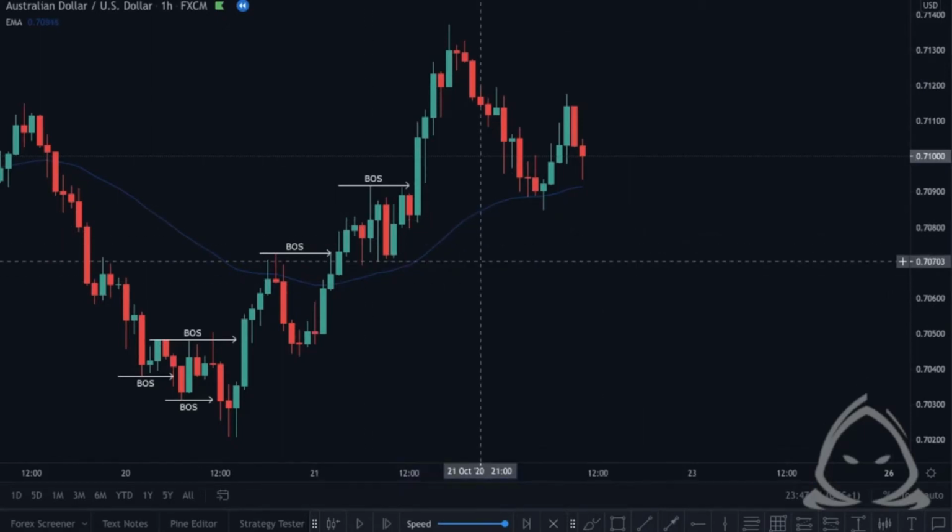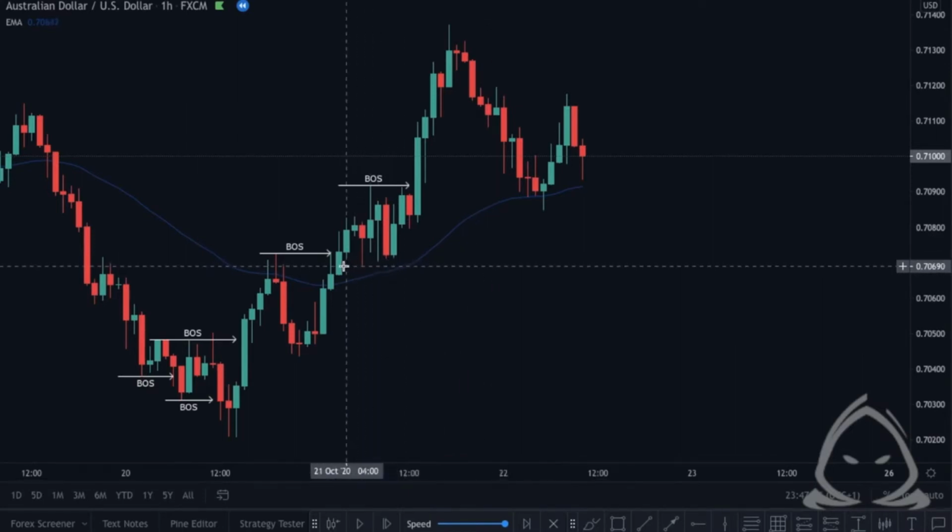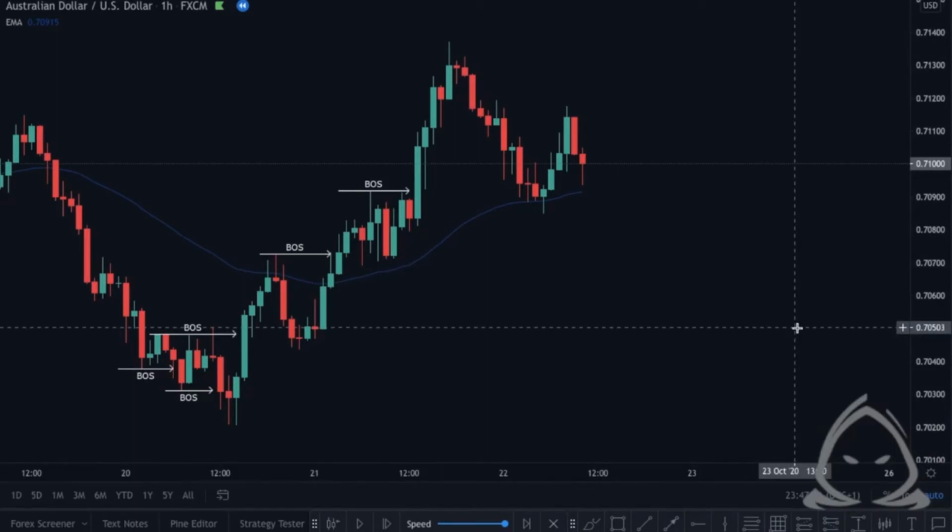Okay, it wasn't really much of a structure, wasn't really much of a pullback. So to me, to break bearish structure on the hourly one time frame, we would need to obviously break below here. So I have this in the back of my mind before I even begin plotting anything on the charts.